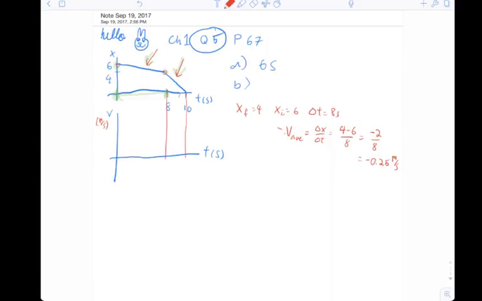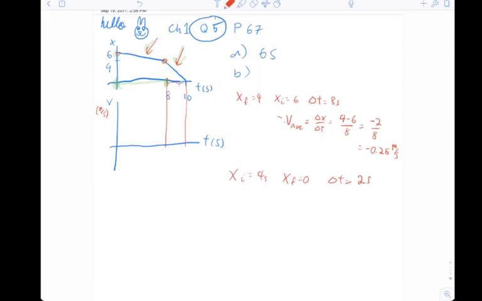And why don't I calculate the second one just to be sure? X initial on this one is here at 4 seconds, and X final is 0. And delta T is, how wide's that time interval? 2 seconds.